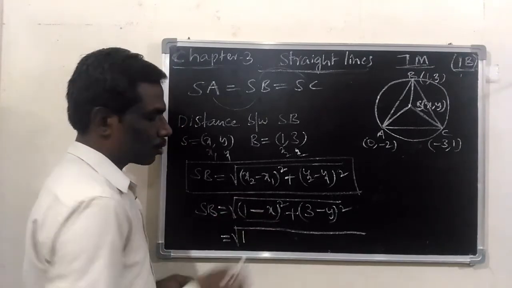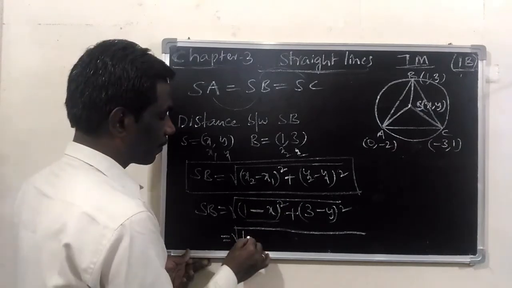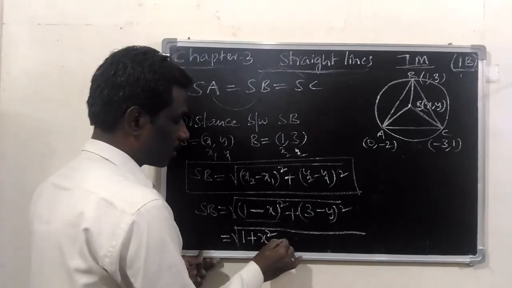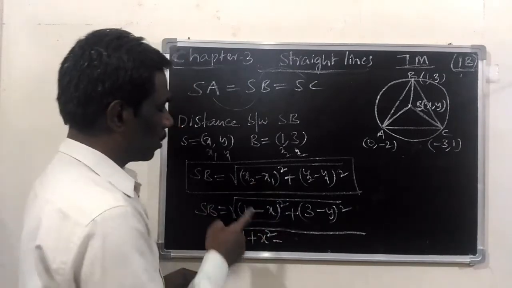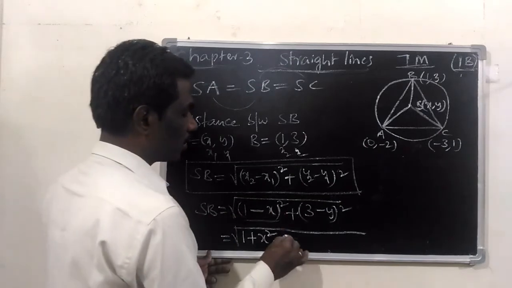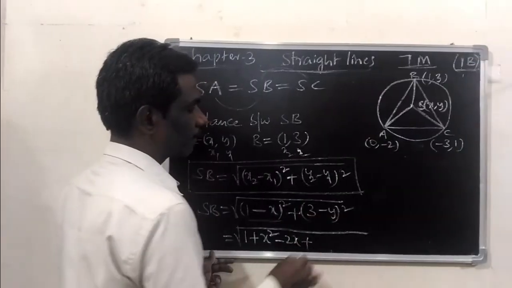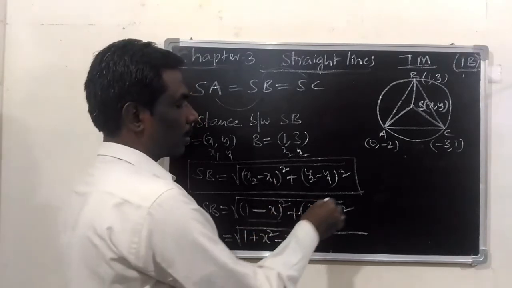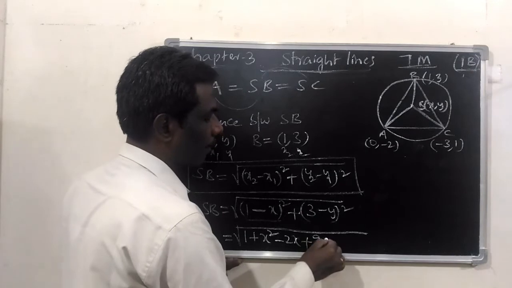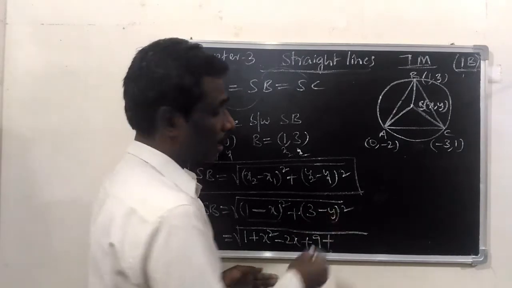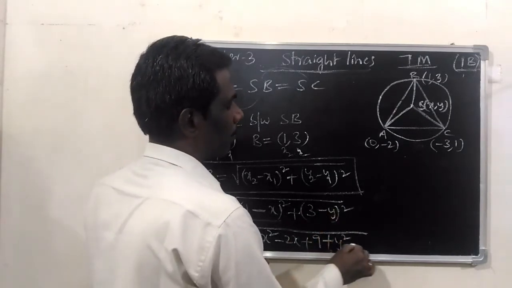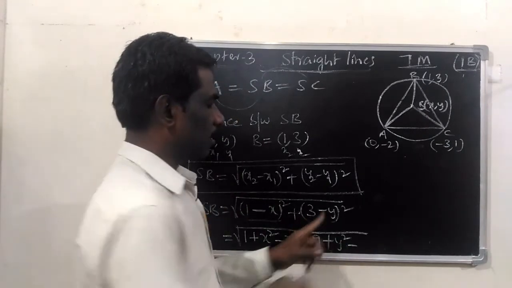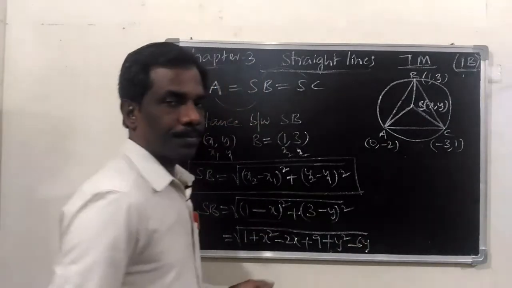So a square is 1 square, which is 1, plus b square is x square, minus 2ab. 2 ones are 2, 2 into x is 2x. Here a is 3 and b is y. For a square, write 3 square. 3 square is what? 9. Plus b square is what? y square. Minus 2ab, 2 threes are 6, 6 into y is 6y.